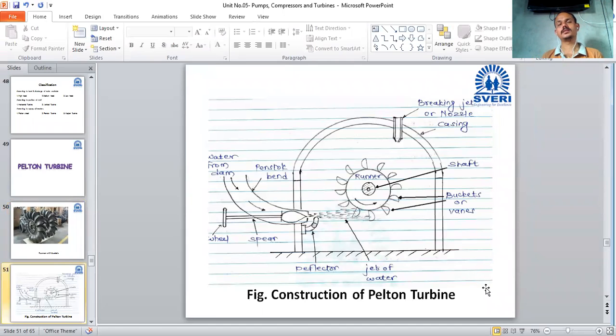Now see here, this one is the schematic diagram of the Pelton turbine. So I will explain the construction and working of this diagram. Before that, please draw this diagram. Everyone draw the diagram in front of you now, and I will tell you its construction and working. Yes sir. When you complete it, please send me a message in the chat box.